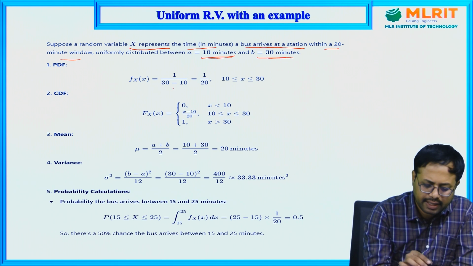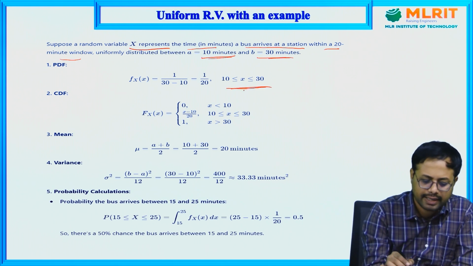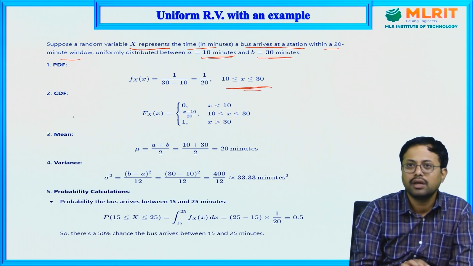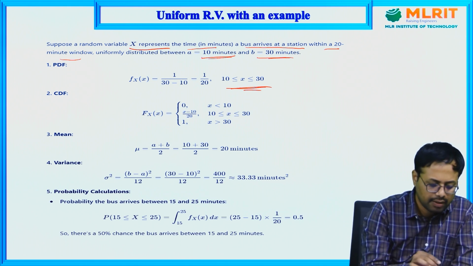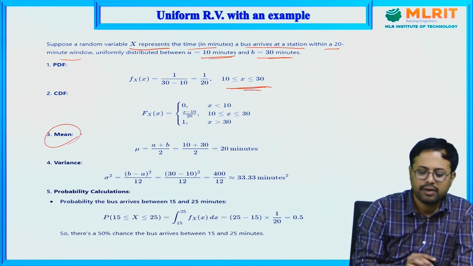B minus A, 30 minus 10, 1 by 20, it lies between. Next, CDF, you know that. CDF is defined between these ranges, that is a value. Then what is the mean? You have to calculate the mean.